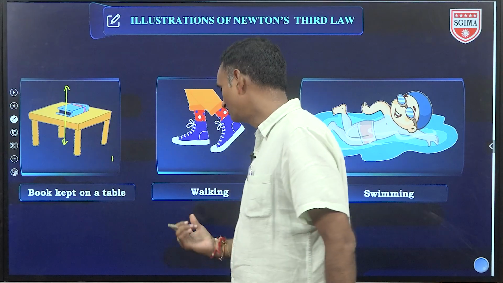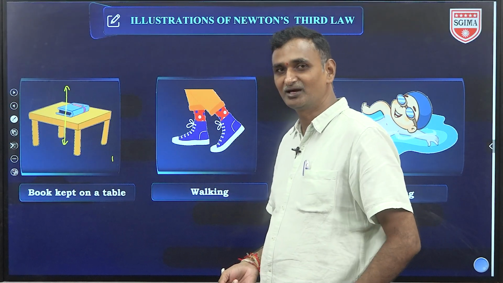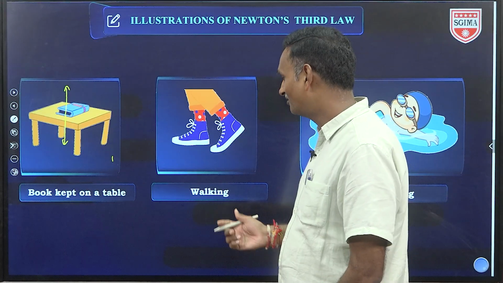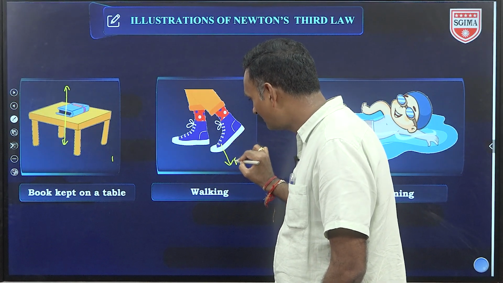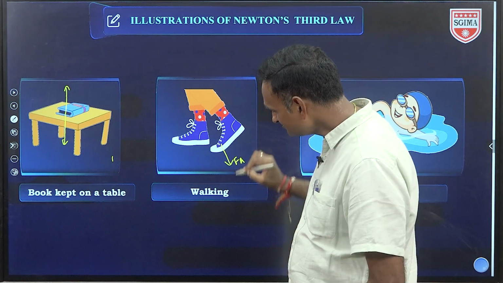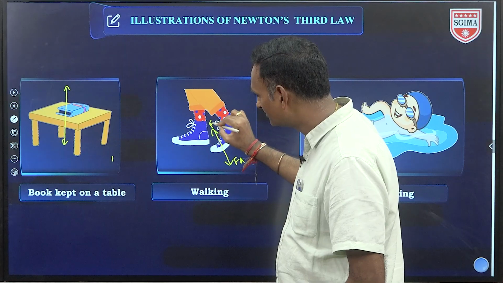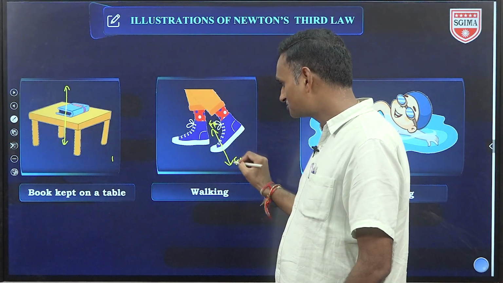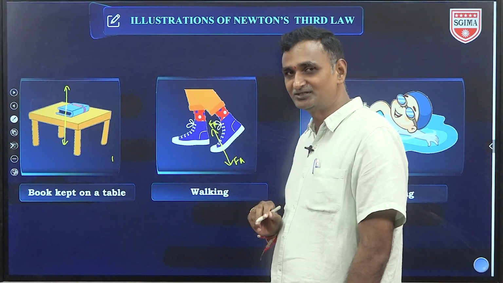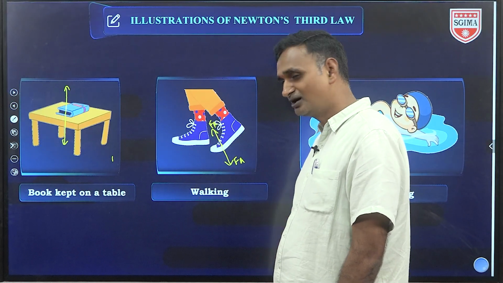Next, the second one, walking. We can explain walking with the help of Newton's third law. How is it? We apply a force on the ground, which is called the action force, and the ground simultaneously applies a force on our foot, called the reaction. Here also the forces act along the same line but in opposite directions. That's why we can walk on the ground.